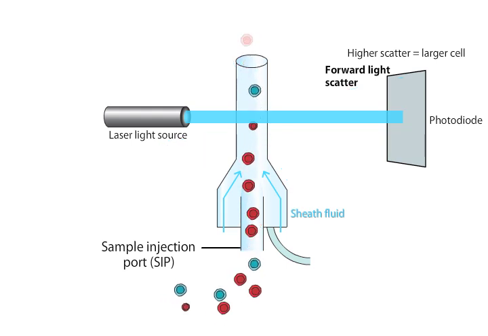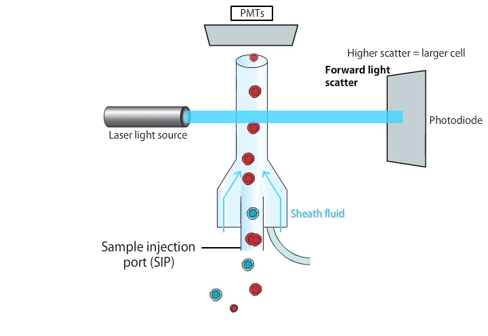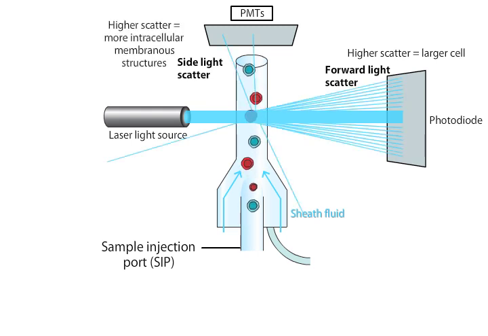A second light scattering detector is located at approximately 90 degrees to the path of the laser beam. It picks up the amount of side-scattered light, which offers an indication of the degree of intracellular complexity of the scattering cell. The more intracellular membranous structures present in the scattering cell, the higher the level of side scatter.